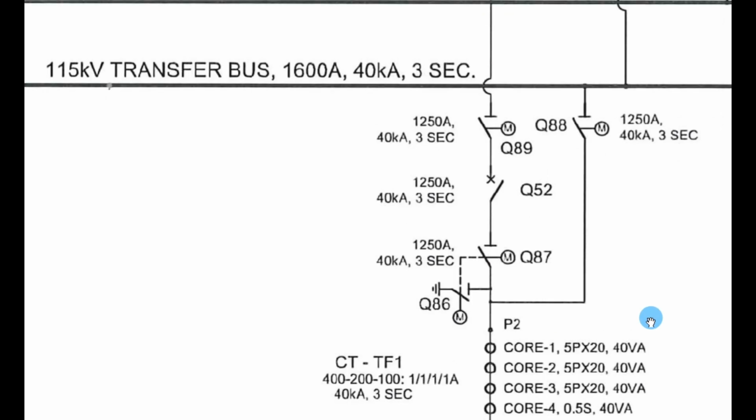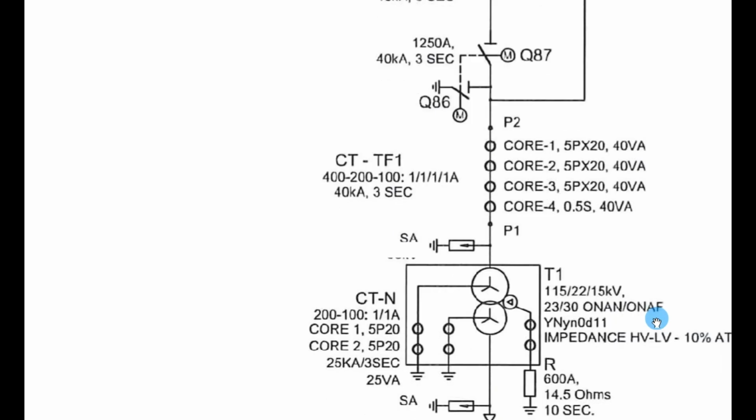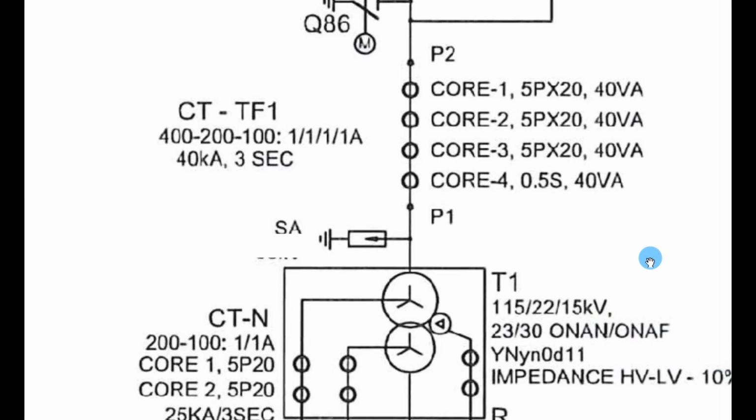Now we see the CT, and it has 4 cores: core 1, core 2, core 3, core 4. If you see in this core, 5P20, that means it is a P, which stands for protection core. It can hold up to 20 times its full load current. In the same way we have core 2, core 3, and core 4 is 0.5S.